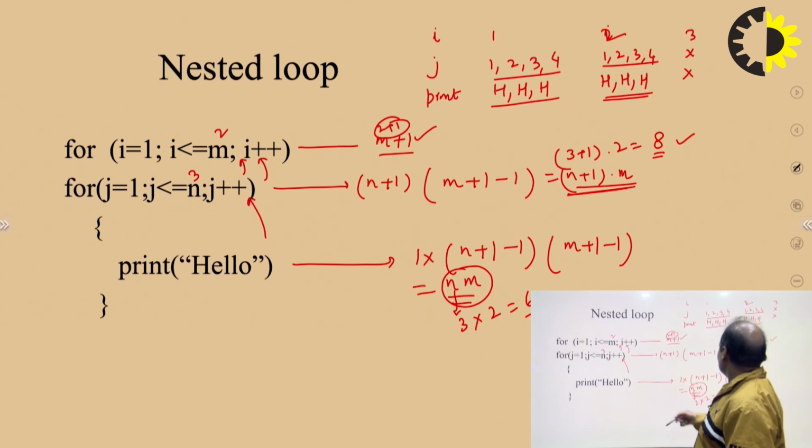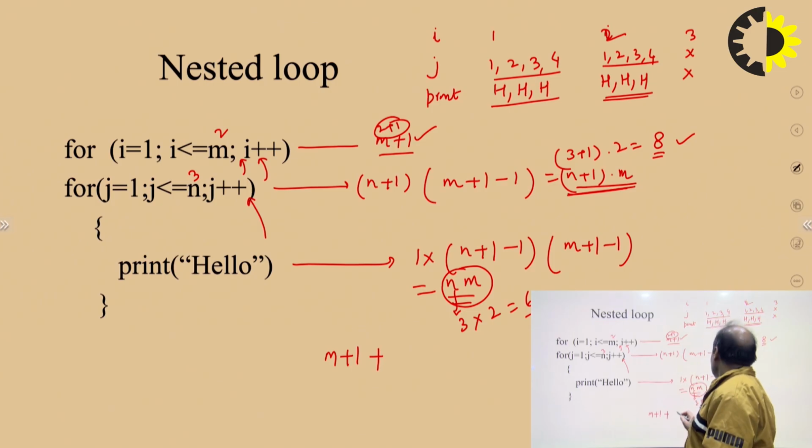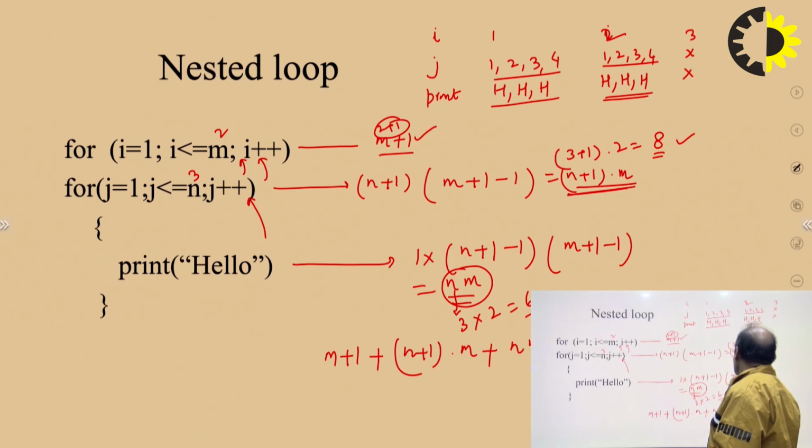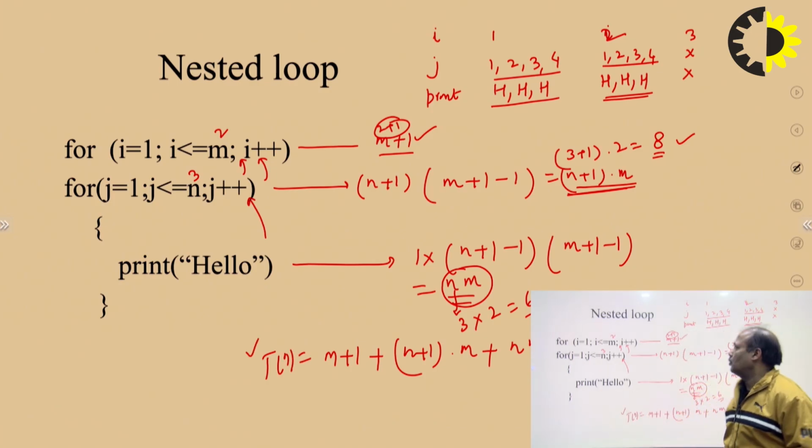So if you want to add the overall time, you can add them together to get the total time. m plus 1, then n plus 1 into m, and then nm, yes. So this is actually the total time of the algorithm. So this is number 1 procedure.